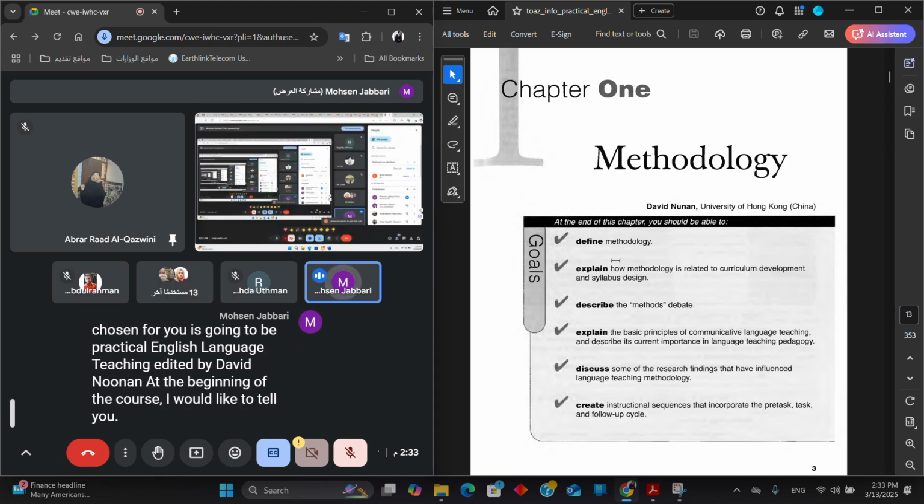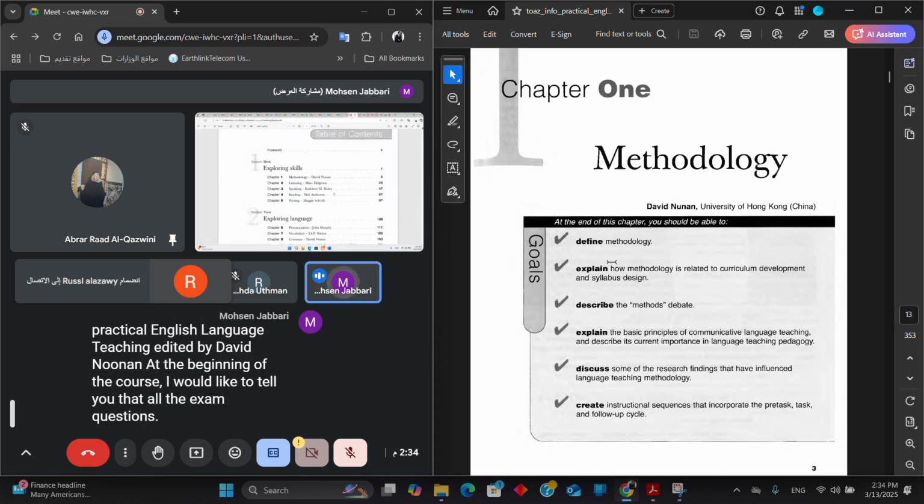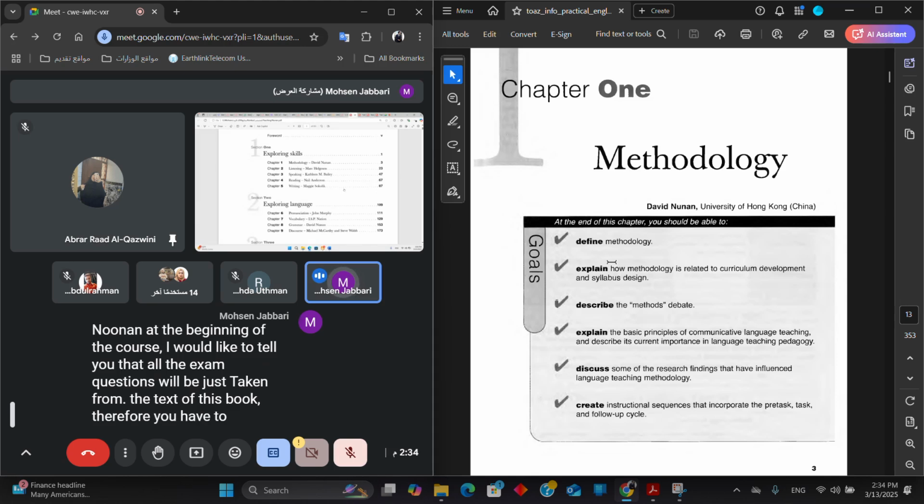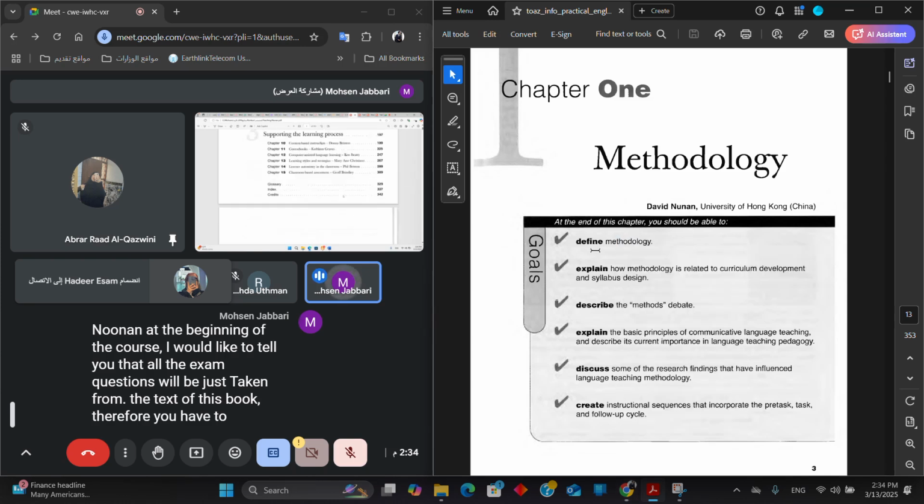I would like to zoom in so that you can see my screen better. Chapter one has something to do with methodology of language. David Noonan developed this chapter, and in the following chapters, we will be covering some points about both receptive and productive skills of the language, listening, speaking, reading, and writing, and then we will continue to the end of the book.